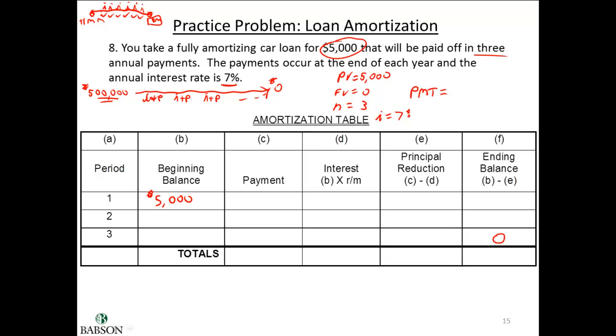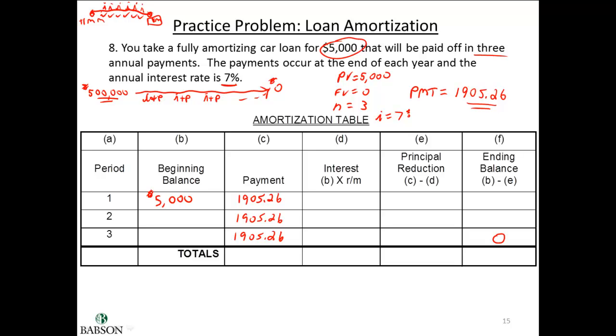$5,000 present value, 0 for future value, 3 is N, 7 is I. Compute payment, we get 1905.26. And that's an annuity, so we know that that 1905.26 will represent an equal stream of what we're paying over time. Okay, so now we got to try to figure out how this thing works.